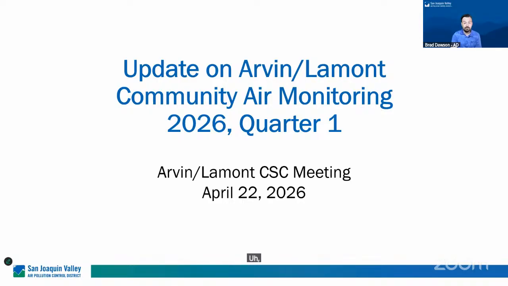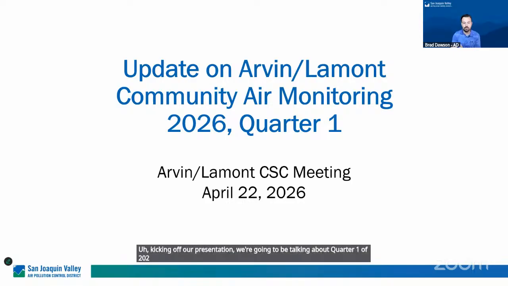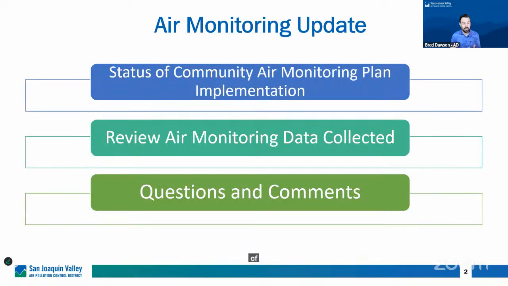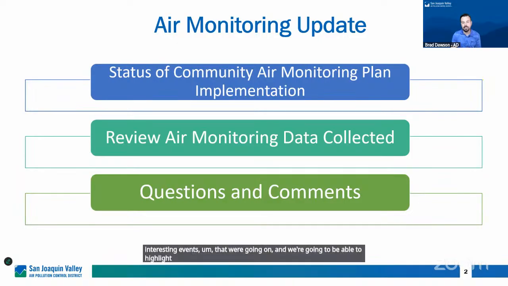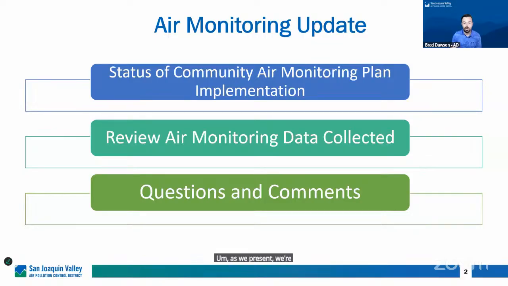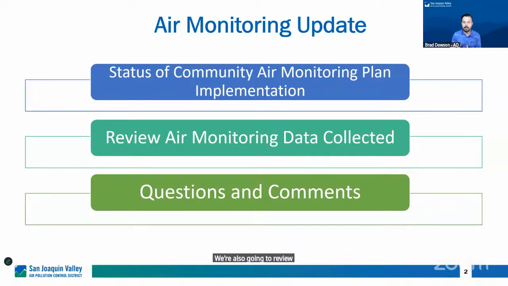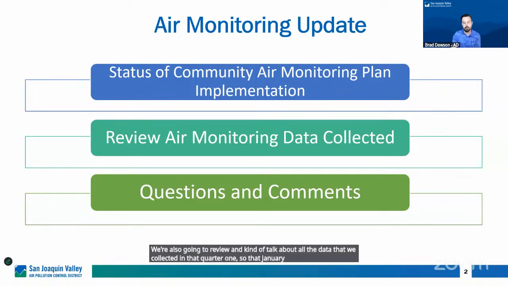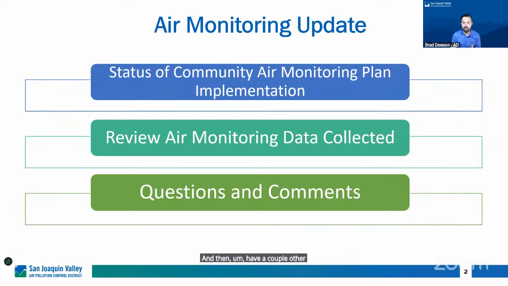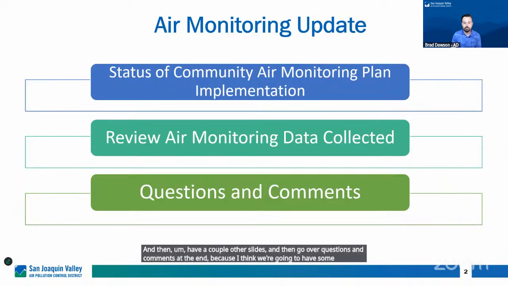So kicking off our presentation, we're going to be talking about Q1 of 2026. So that's going to be January, February, and March of this year. We actually gave a presentation for the entire 2025 and Q4 of 2025 during some of the interesting events that were going on, and we're going to be able to highlight those events when giving a presentation from the previous year. As we present, we're going to be focusing on where we are in implementing all of the air monitoring sites for your community. We're also going to review and talk about all the data that we collected in that Q1, January, February, and March of this year. And then have a couple other slides and then go over questions and comments at the end, because I think we may have some clarifying statements or anything else at the end. So we have a lot of information to share tonight.